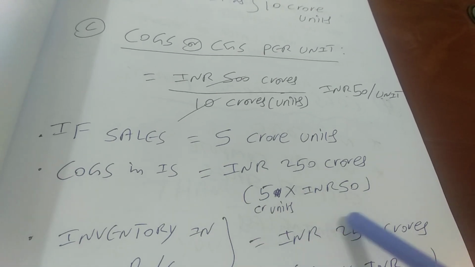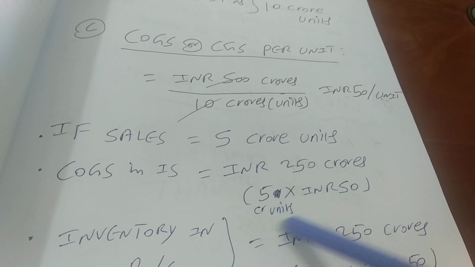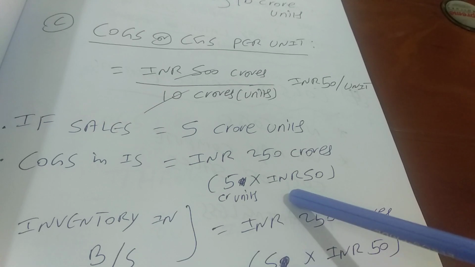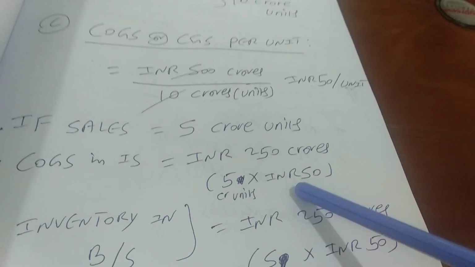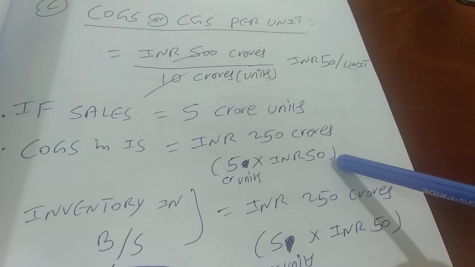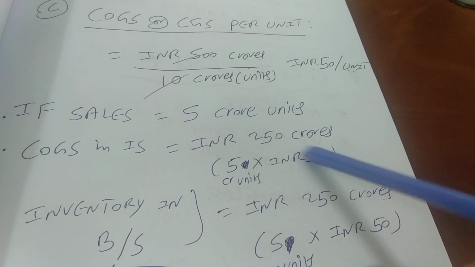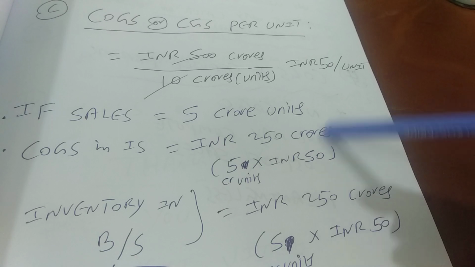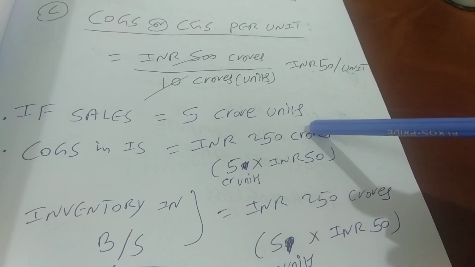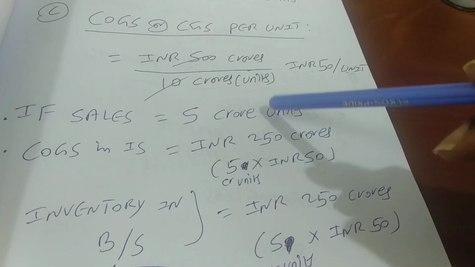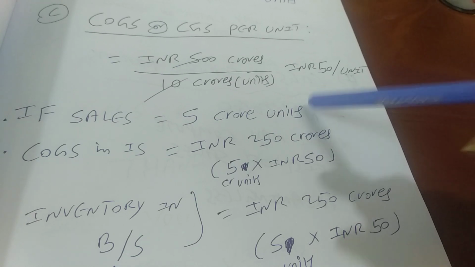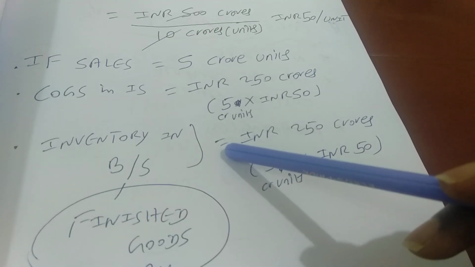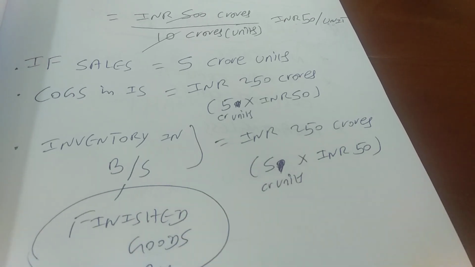It's very simple. Number of units sold, 5 crore units, into cost of production per unit, that is INR 50. So 5 into 50, INR 250 crores is the cost of goods sold for this manufacturing firm, which needs to be shown in the income statement for the firm in that period. What about the remaining 250 crores? That goes to the balance sheet under the heading of finished goods inventory.